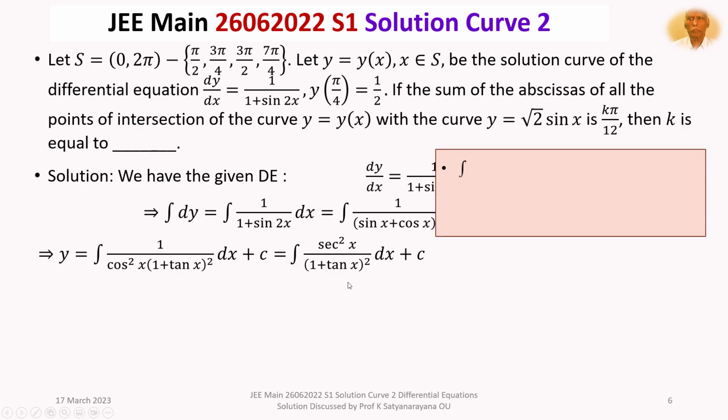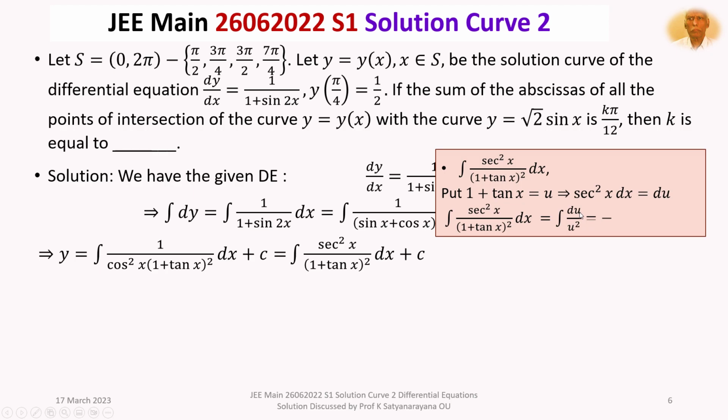Now we integrate by taking 1 + tan x as u, then du = sec²x dx. Then the integral becomes du/u², where u² is (1 + tan x)². The integral of 1/u² with respect to u is u^(-2+1)/(-2+1), that is precisely -1/u, which is equal to -1/(1 + tan x).